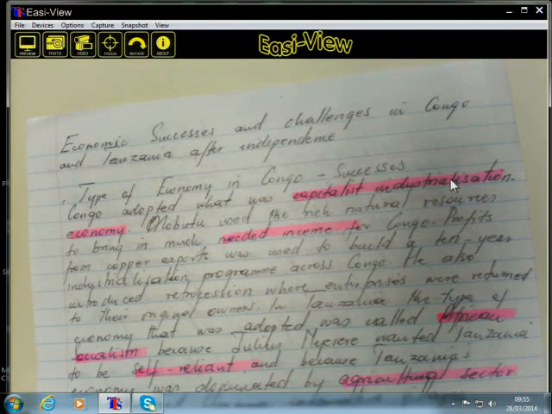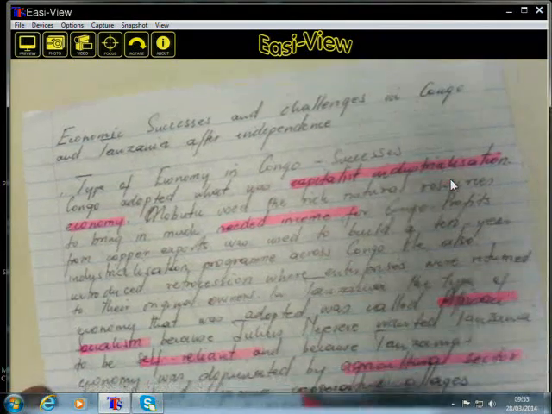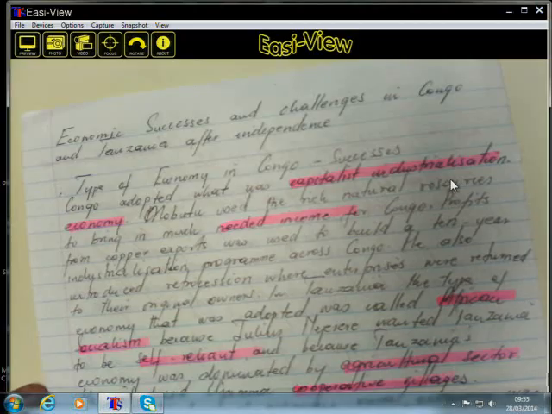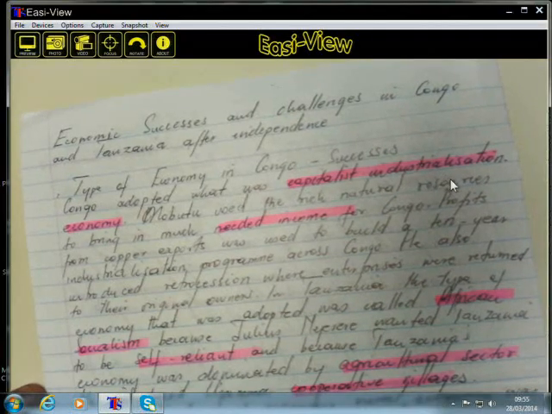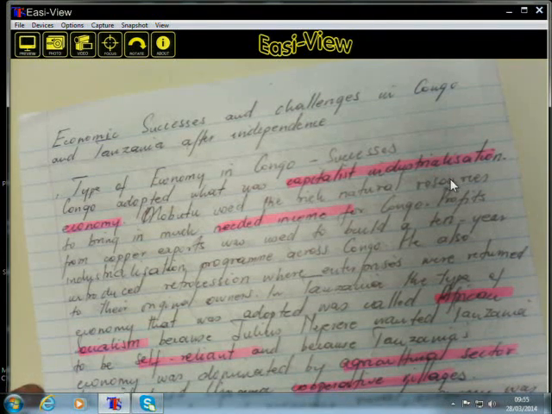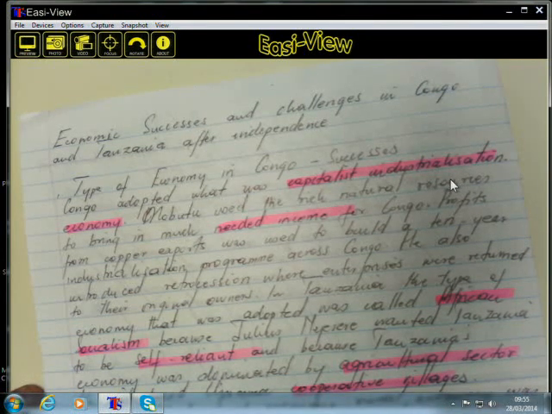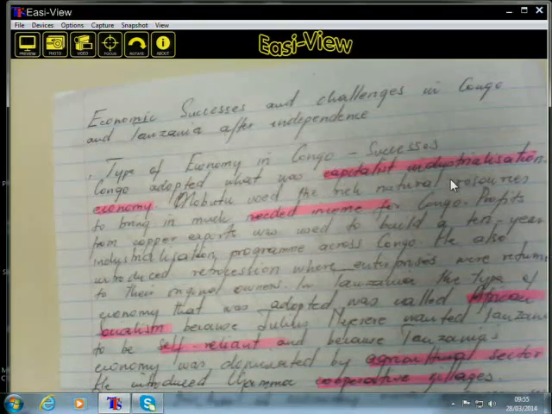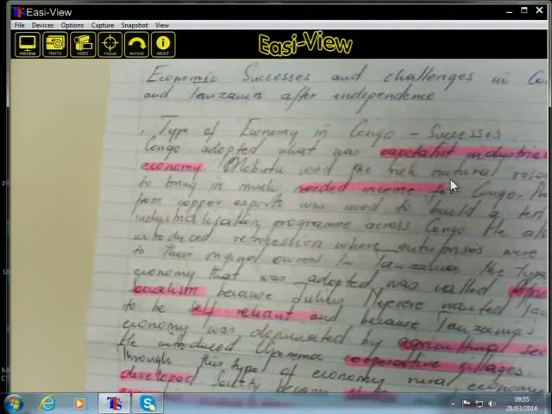He introduced what was called Ujamaa cooperative villages, and through this type of economy, rural economy was developed, society became stable, and it was also free from economic inequalities. Now, these were the successes that were found in Congo and Tanzania after independence.